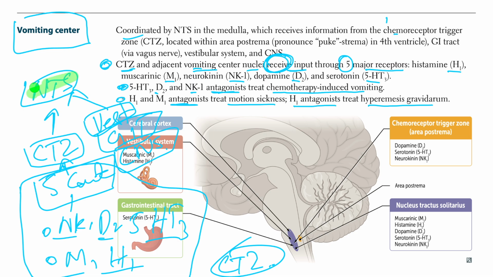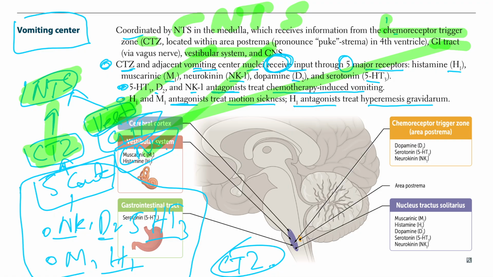So here's what we said. We have the NTS. You have a lot of things coming to the NTS, and I've highlighted that over there, in which we had the CTZ, which was coming to the NTS. NTS is the nucleus tractus solitarius. NTS also gets direct supply from the vestibular system, from the GI, and from CNS. CTZ, on the other hand, gets its stimulation from 5 receptors, which are NK1, D2, 5-HT3, and M1 and H1.